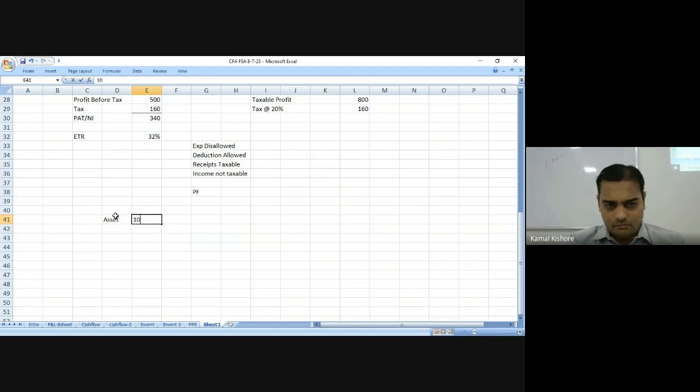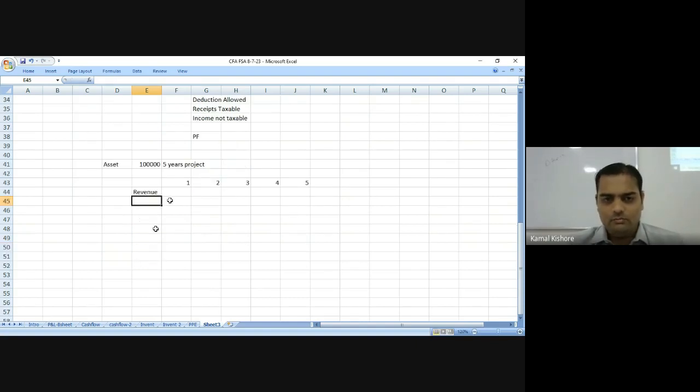I purchase an asset, 100,000, or I have set up a factory in SIPCOT or in an industrial estate. I'm setting up a factory. Okay, the cost of that factory is so much. It's a 5 years project, and over 5 years I'm going to depreciate it. So let's say year 1, year 2. Every year I'm making this revenue.